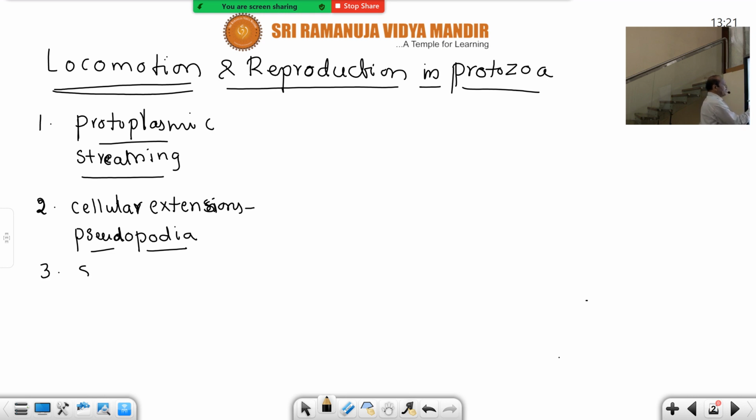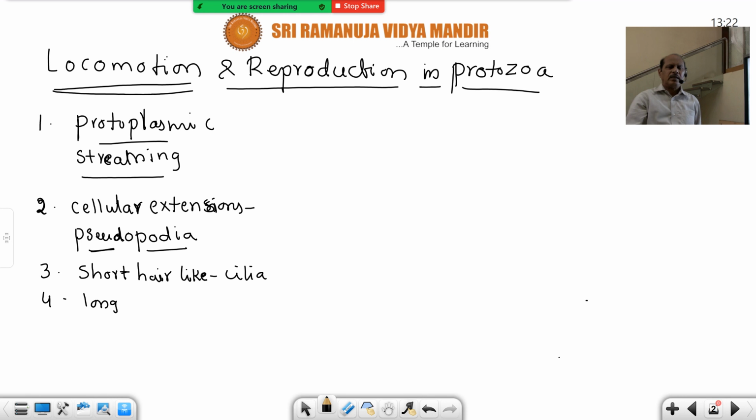So that's why cellular extensions are pseudopodia. And short hair-like projections, short hair-like locomotor organs, if it is asked, your answer must be cilia. And long whip-like structures. This is in the first paragraph. Second paragraph, reproduction is given. We will discuss it later, to avoid wasting time. That's why I have directly gone from the first paragraph to the third paragraph, because these are given there. So cellular extension, pseudopodia. Short hair-like locomotor organelles of protozoans are cilia. Long whip-like structures are flagella.